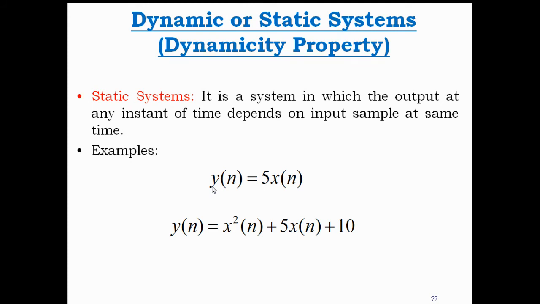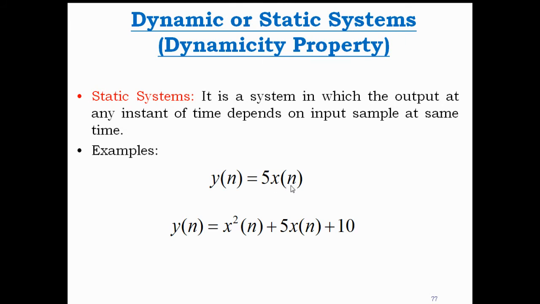There might be changes during the examination, but you have to keep in mind that whatever is written on the left side will be denoted as the output, and whatever is written on the right side will be denoted as the input. By looking at the equation, you can get an idea of what the input is and what the output is. So a static system is the system where the output, which in this case is y of n, depends only on the input sample at the same time. Here is an example: y of n equal to 5 into x of n. So y of n is the output, which depends on the input at the same time.